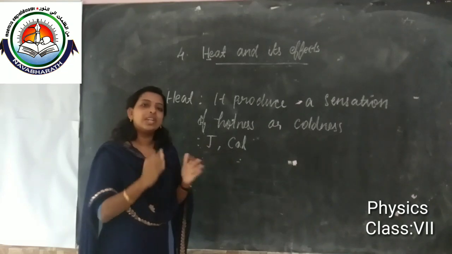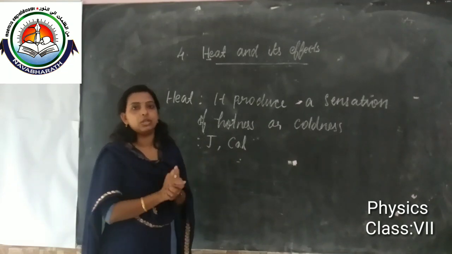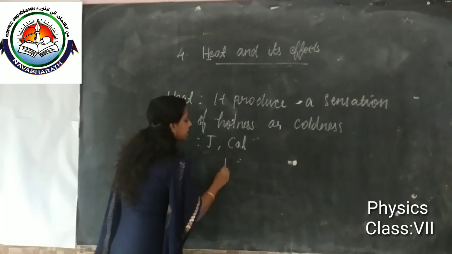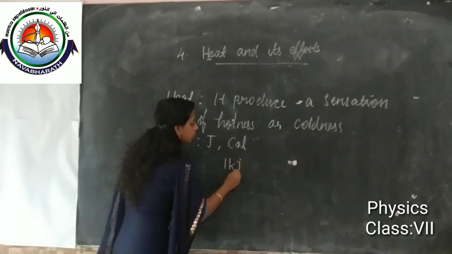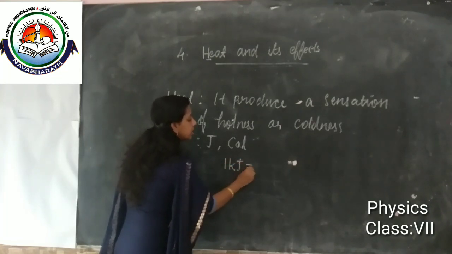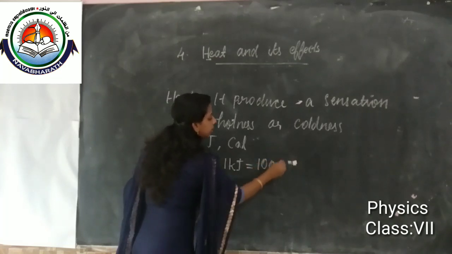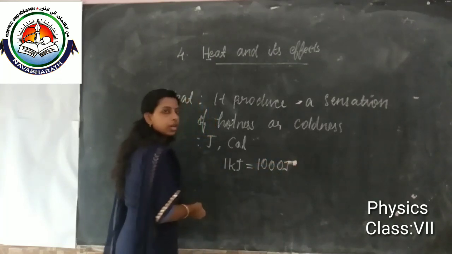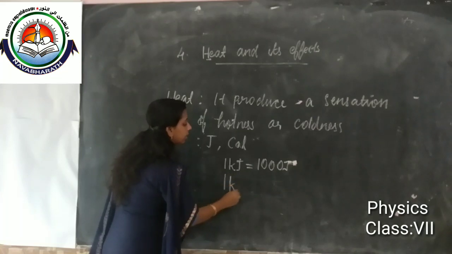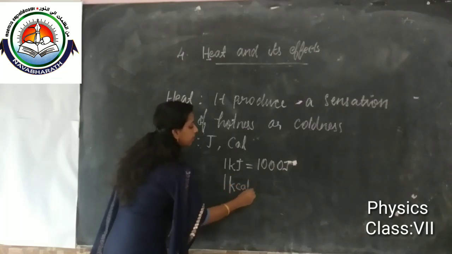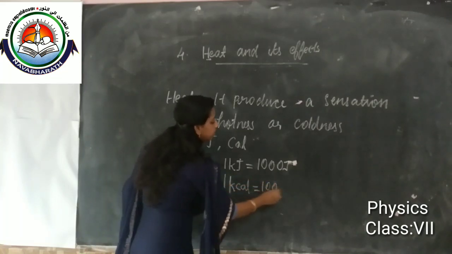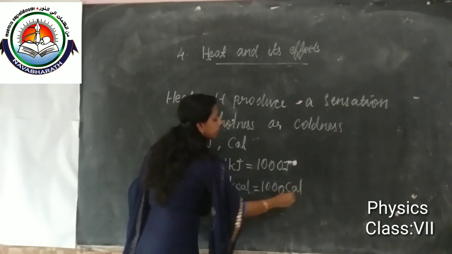Okay, so now we can discuss some relations between the units. For example, 1 kilojoule is equal to 1000 joules. And 1 kilocalorie is equal to 1000 calories.